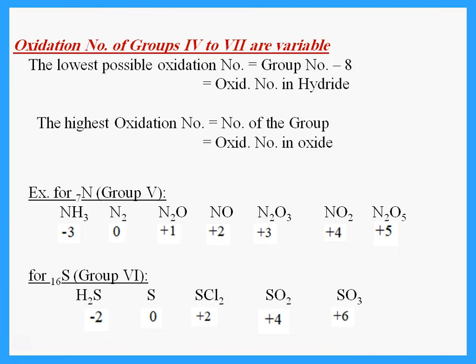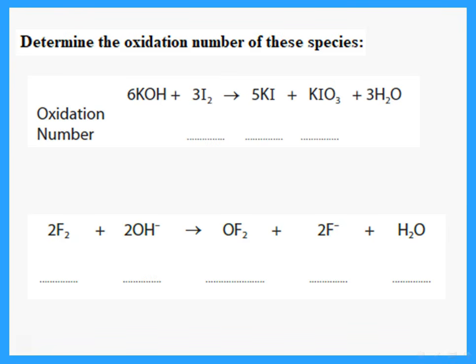Are we following how we got the oxidation number of each one? Okay, let's do some questions. Determine the oxidation number of these species. So again, if we're looking at iodine, now I2 is an element. We said the oxidation number of the element is 0. KI, we said potassium is in group 1. It has to be +1, so the iodine is -1. In KIO3, each oxygen is -2. I have 3 of them, that's -6. Now the positives, K is +1, so the iodine has to be +5 in order to have an overall oxidation number of 0. Okay, let's try that second equation.